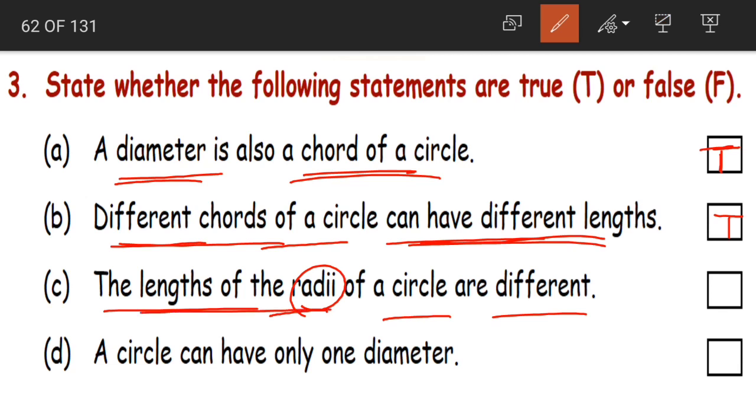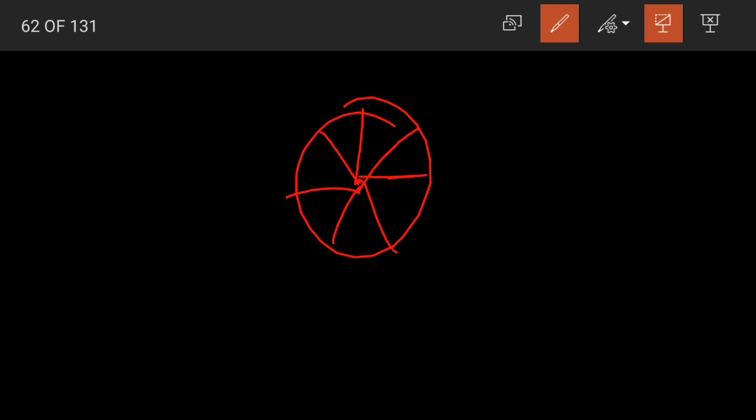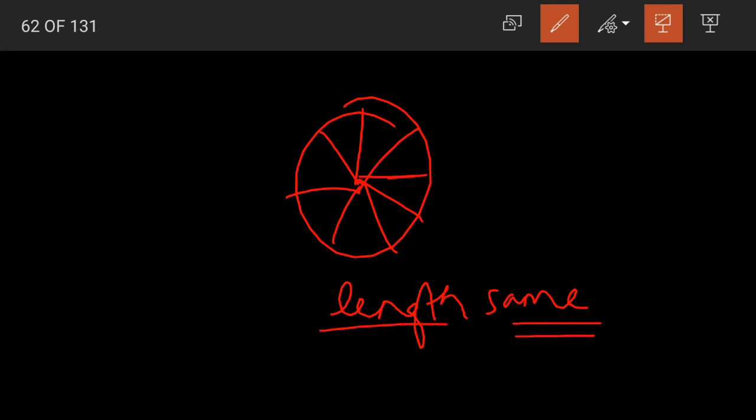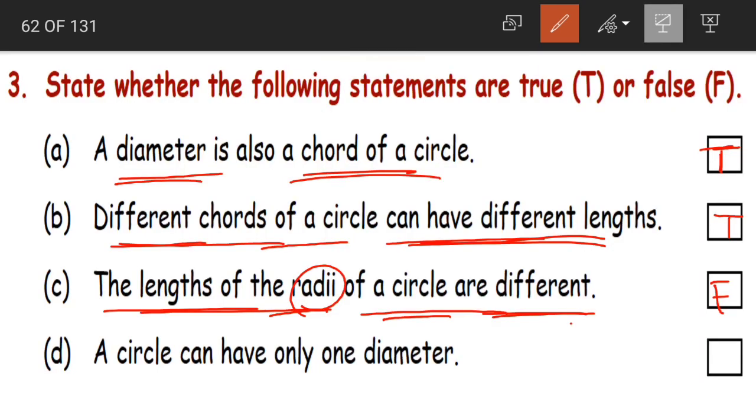So the statement that the lengths of the radii of a circle are different is false. Whichever radius we take, for the same circle, the length will be the same. If you have any doubt about how the length can be the same, you can draw a circle on paper, draw different radii, and measure the length of each to compare whether the length is actually the same or not.